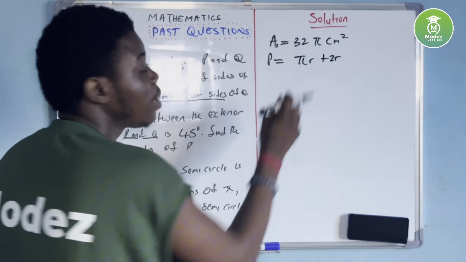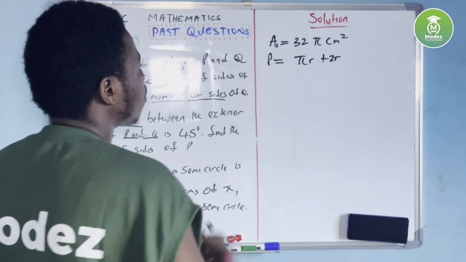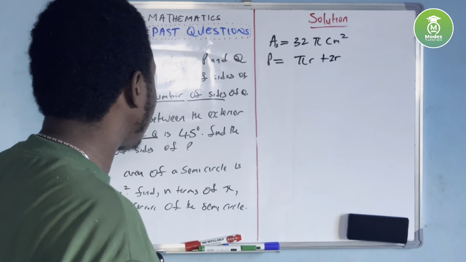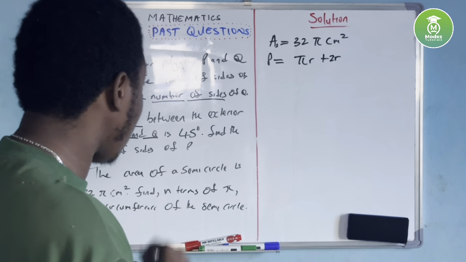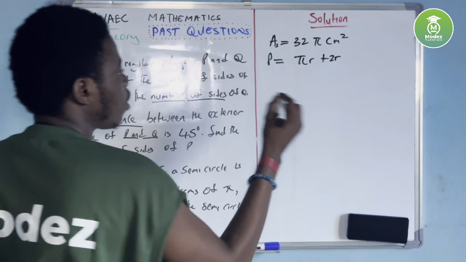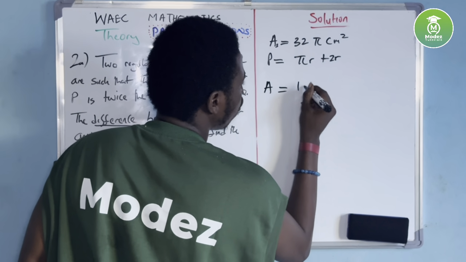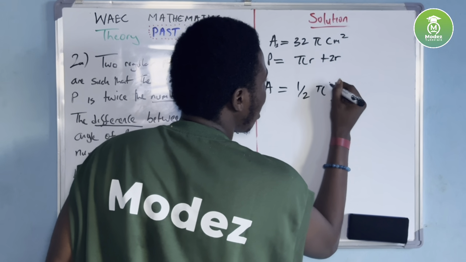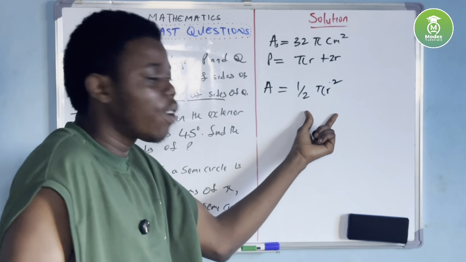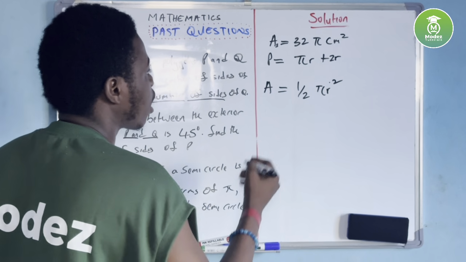Now, to get the perimeter, the formula is pi r plus 2r, rather, for a semicircle. Do you get it? This is the formula for finding the perimeter of a semicircle, right? And they said we should look for the circumference. This is the circumference already. Now, area is 1 over 2 pi r square. Area of the circle is pi r square. Area of the semicircle is 1 over 2 pi r square. Do you get it? Exactly.